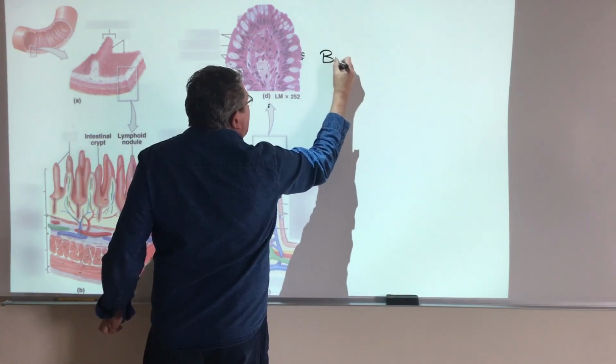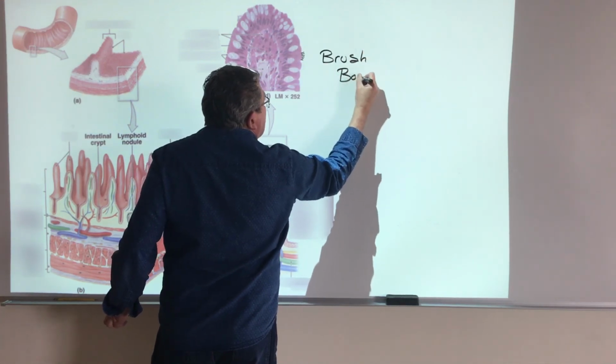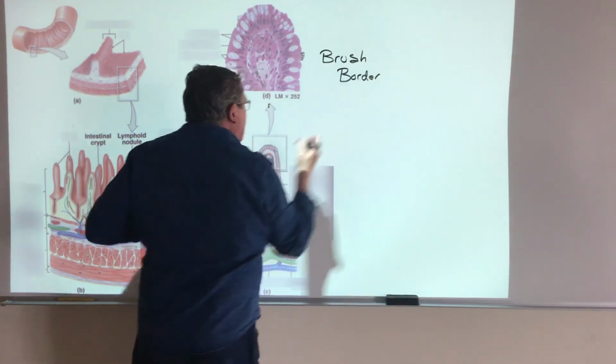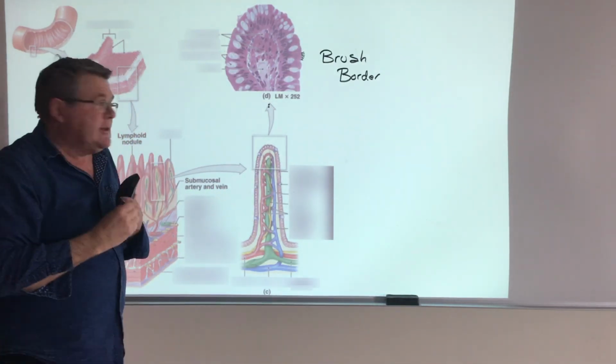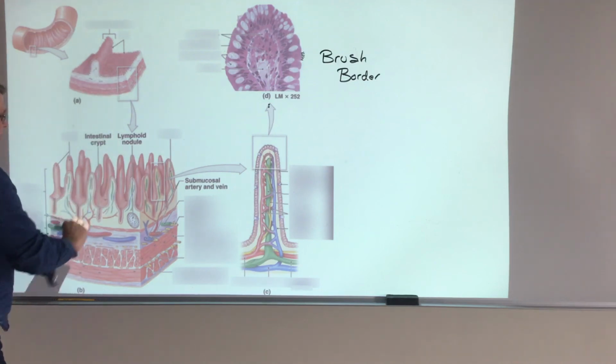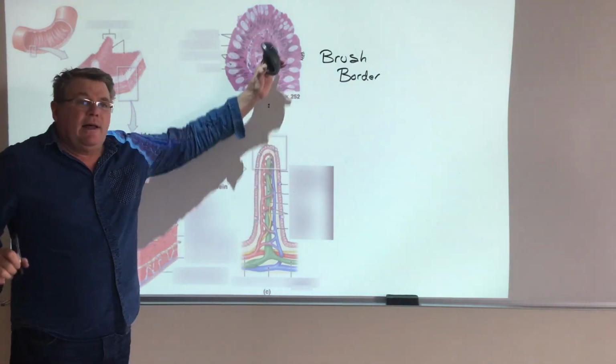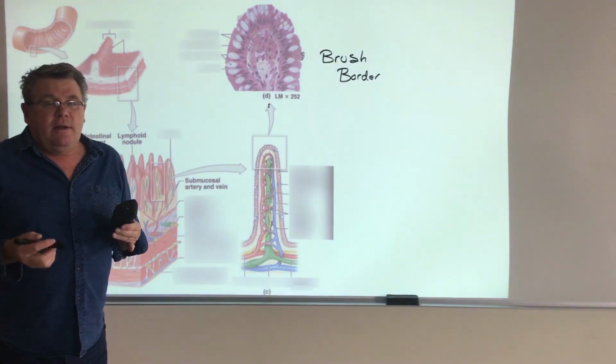So it's what's called a brush border. So yeah, we've got our circular folds. Yeah, there's a circular fold. We've got our individual villi, and then off of each one of these individual villi, we have brush borders.